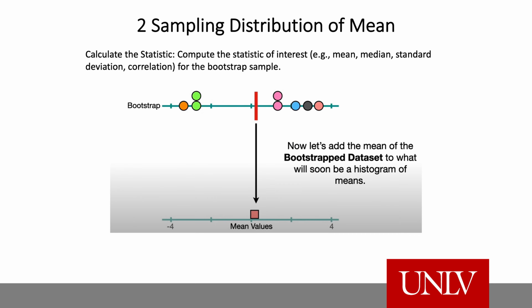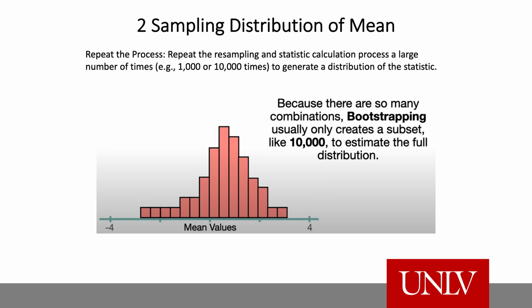After creating one bootstrap sample, we calculate the statistic we care about. This could be the mean, the median, the standard deviation, or even a model coefficient. We record this single value. At this point, we have one bootstrap estimate. Then we repeat this entire process many times. Each time, we create a new bootstrap sample by resampling with replacement, and each time we calculate the same statistic. In practice, this repetition is done hundreds or thousands of times, often 1,000 or even 10,000 times using a computer.